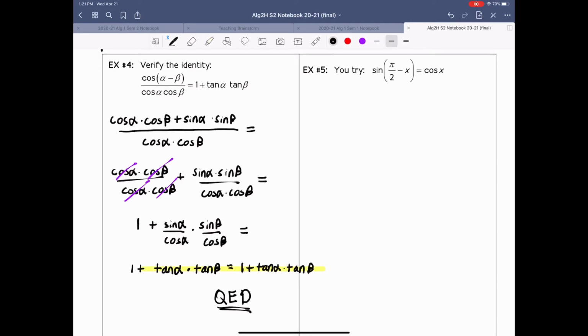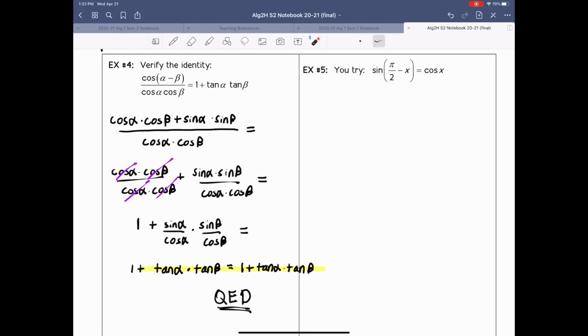Next up, we have example number 5. So now we have to prove that the sine of pi over 2 minus x is equal to the cosine of x. As always, whenever we're proving something, we have to choose one side of the equation to work on and one side only. And we should probably choose the side that looks more complicated. So for example number 5, I am going to choose the sine of pi over 2 minus x to work on because that looks more complicated.